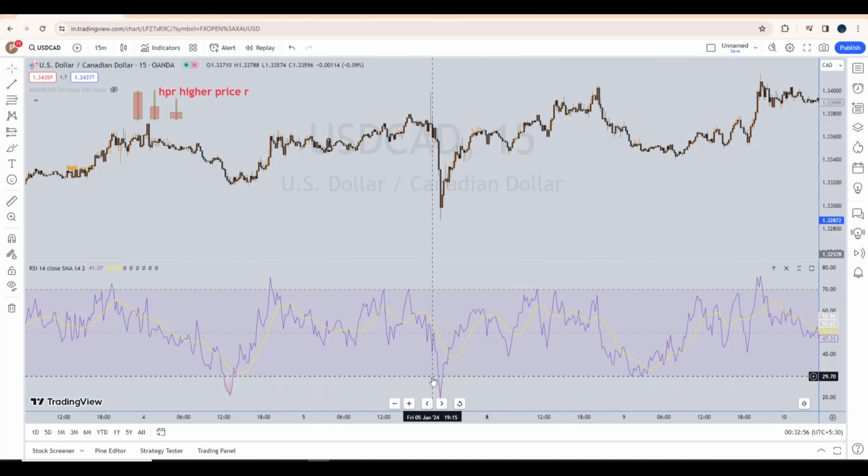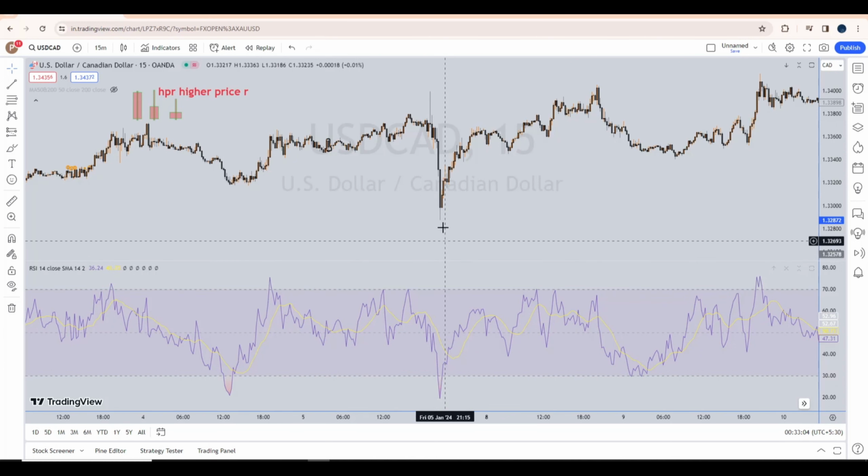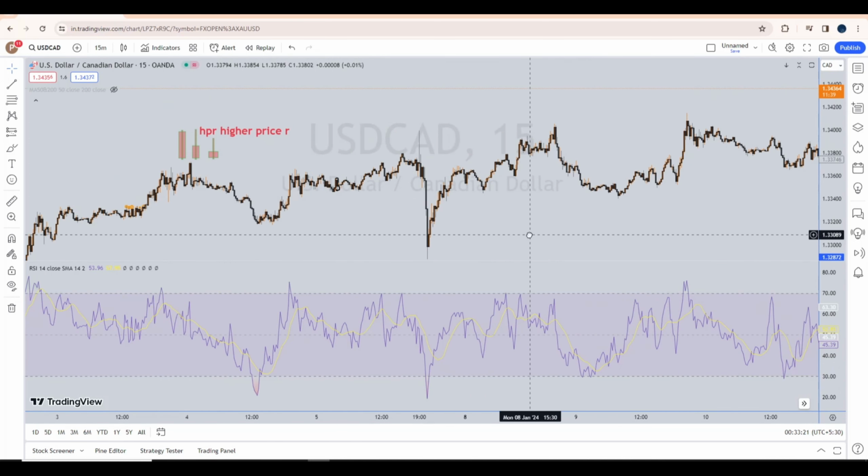As you can see here, the price came down below 30. When it went up again, it took a bottom, and price also went up. So if you see price coming down below 30, you can start adding buy positions in that asset, and potentially it will go up. It came into the oversold zone, now it will go up.